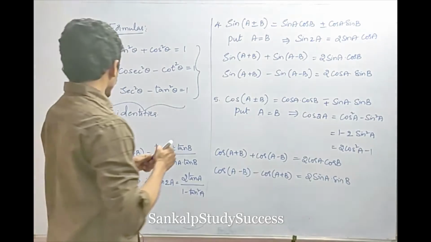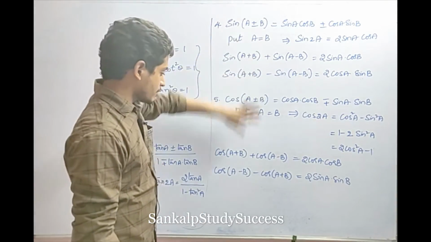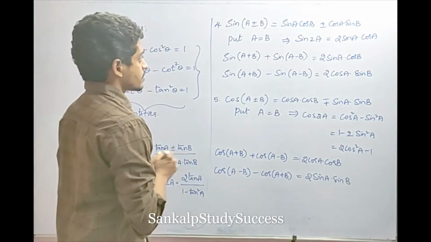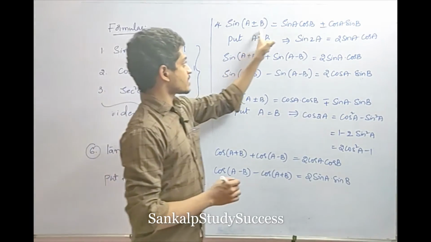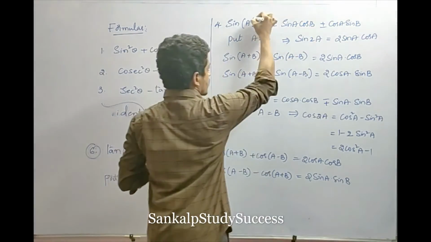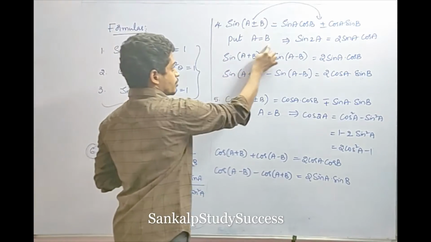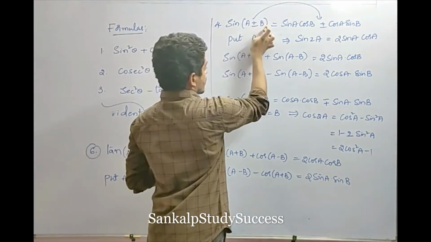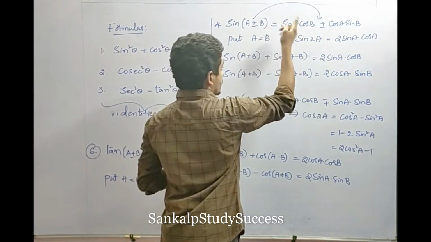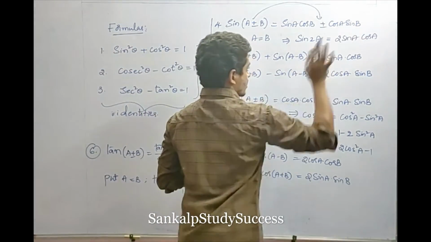Okay, next formula, see friends, sine of a plus or minus b. These are nothing but trigonometric transformations. Sine of a plus or minus b is nothing but sine a cos b plus or minus cos a sin b; the same plus or minus comes here when sine is applied. Right friends? When a is equal to b, a plus b becomes a plus a, that is nothing but sine 2a. These are called multiple angles. So sine 2a is 2 sine a cos a.